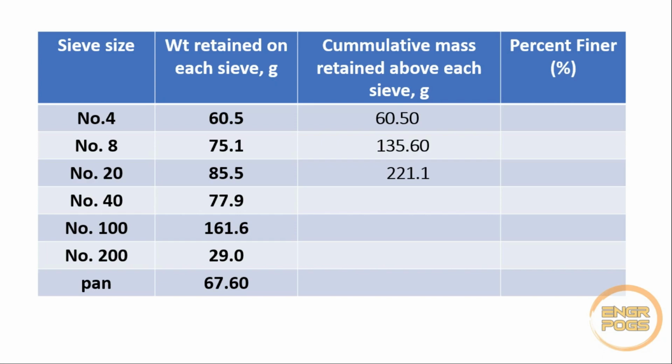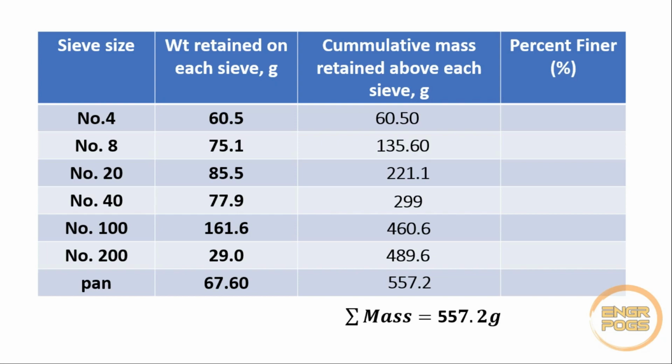Sieve number 40, the mass retained is equal to 77.9 plus 221.1, which is equal to 299 grams. For sieve number 100, the mass retained is equal to 161.60 plus 299, equal to 460.6. For sieve number 200, mass retained is equal to 29 plus 460.60. And for the pan, the mass retained is equal to 67.60 plus 489.60, which is equal to 557.2. And the total mass of the soil sample is equal to 557.2 grams.